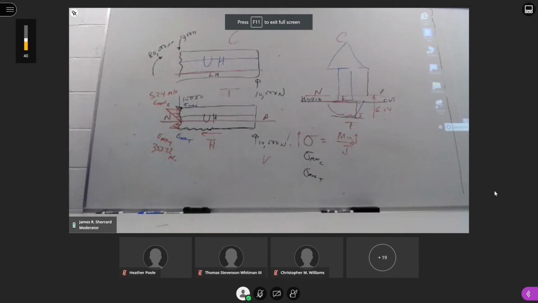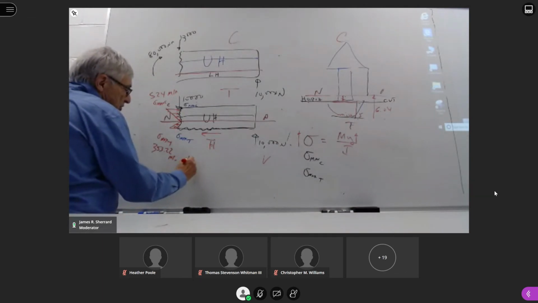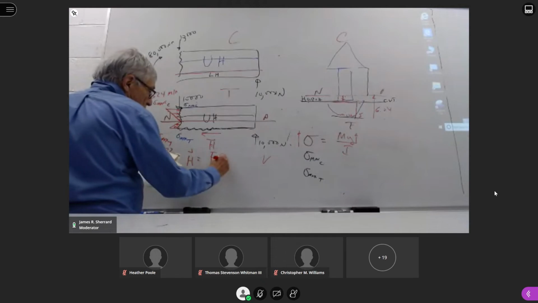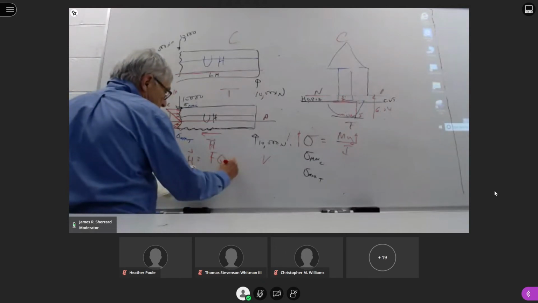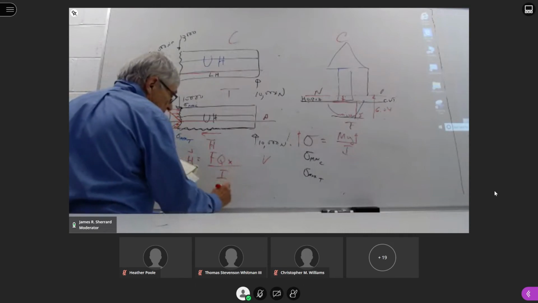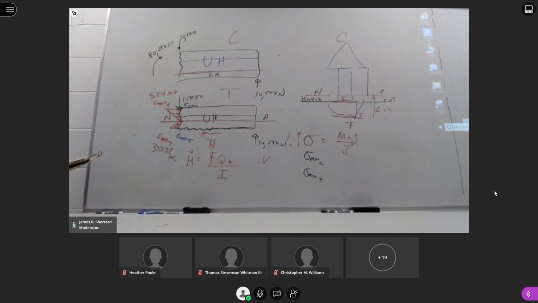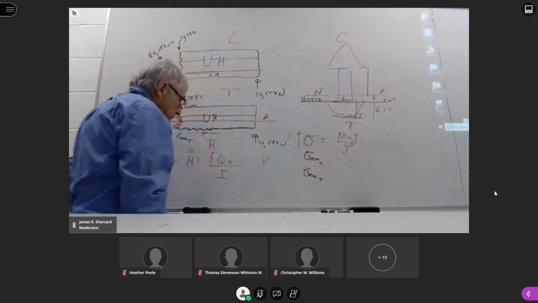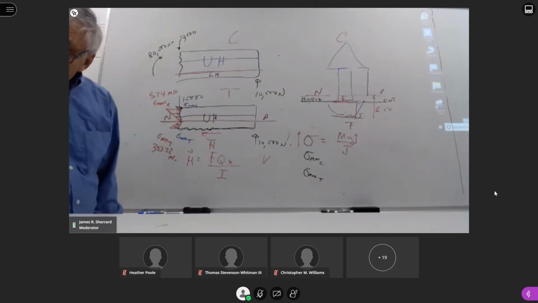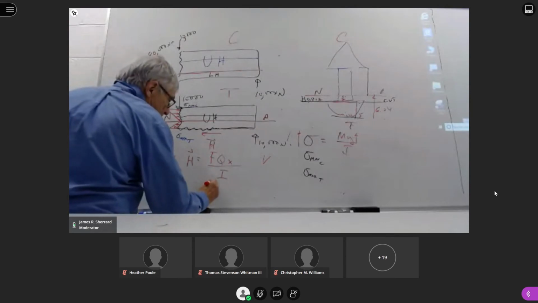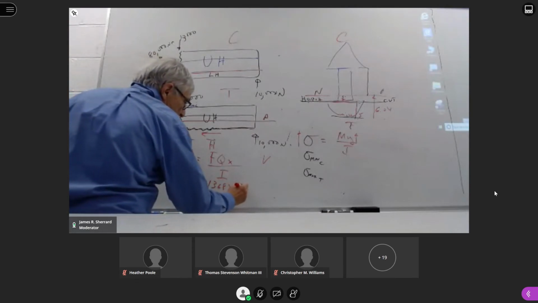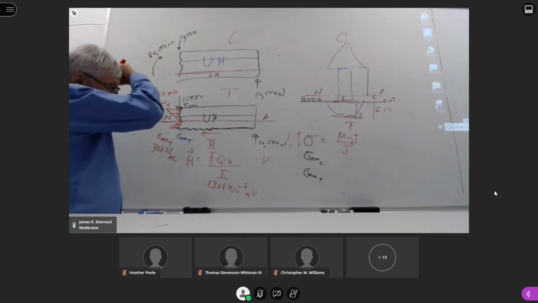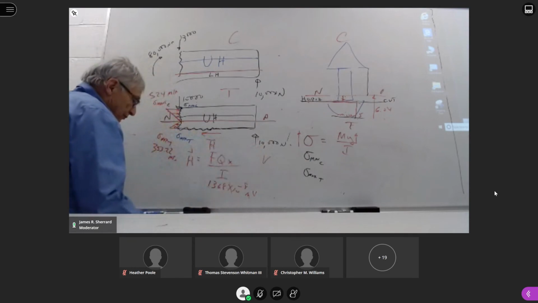Your book has developed an expression for this, and as it turns out, H is equal to FQX divided by I. I is the rectangular moment of inertia for this entire shape, and that was 1368 times 10 to the minus 8th meters to the fourth. What was our force? Our force was that vertical force.